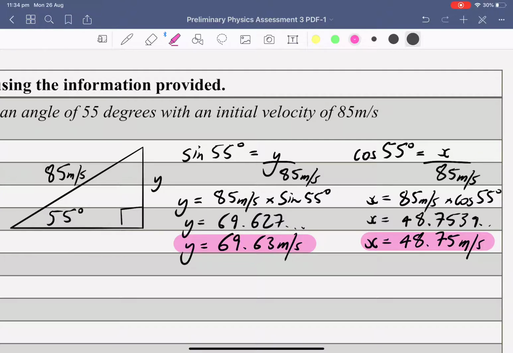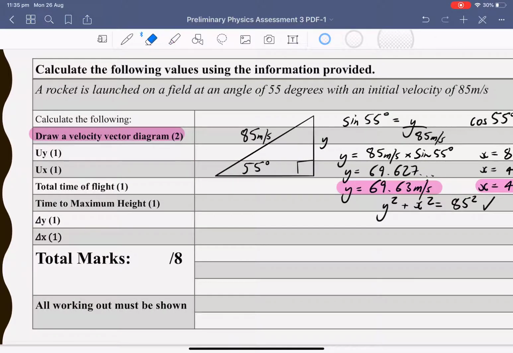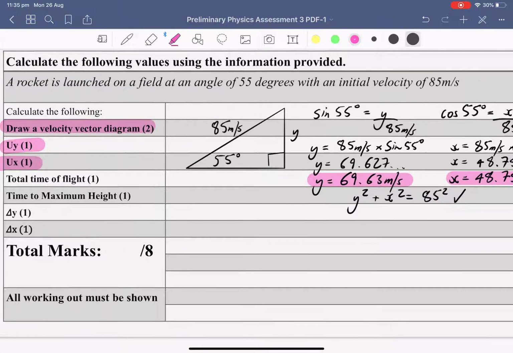We can actually check this by some simple Pythagoras. y squared plus x squared equals 85 squared. So in our calculators, we're just going to do 69.63 squared plus 48.75 squared, and then if you square root that answer, we should get 85, which we did, so we're happy about that. Tick. So we've calculated uy, we've calculated ux. Now we need to find the time of flight of this projectile.